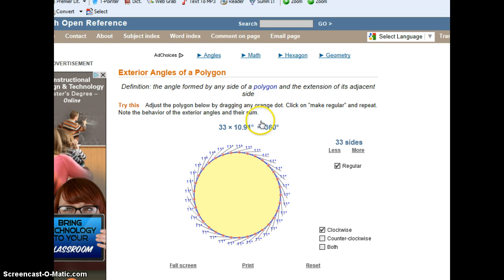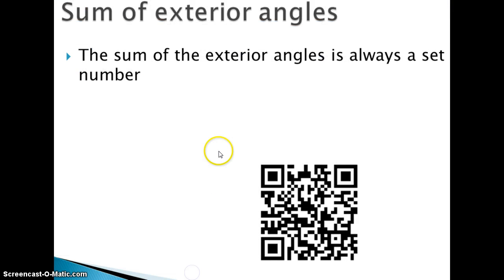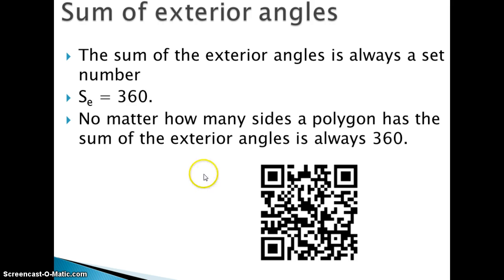So the key to this, though, is understanding that when you've got an exterior angle sum, it's always 360 degrees, no matter what. So the sum of the exterior, S sub E, is 360. Doesn't matter how many sides you have. You could have 18,000 sides. The sum of the exterior angles is always 360 degrees.